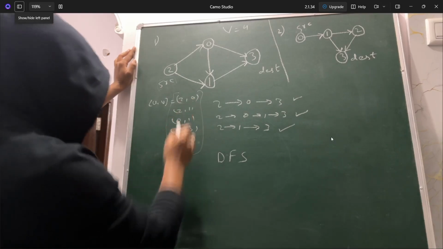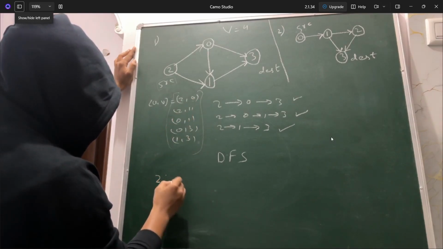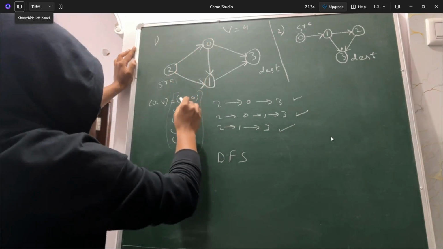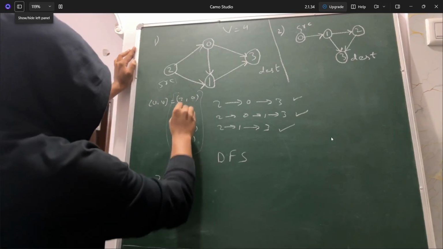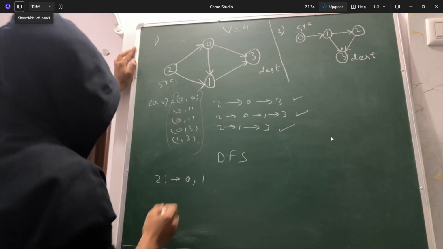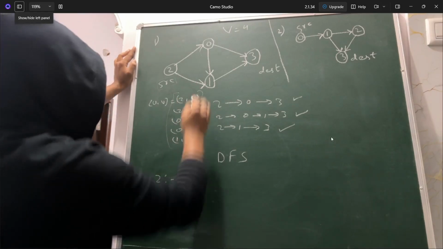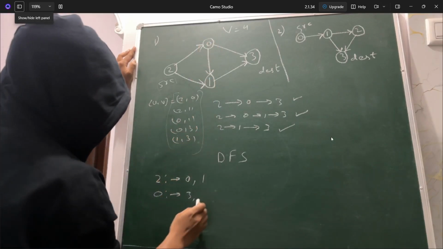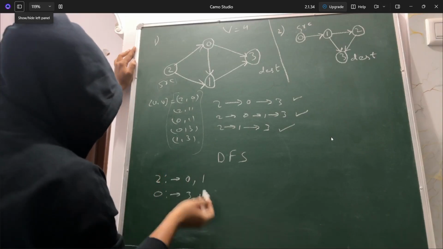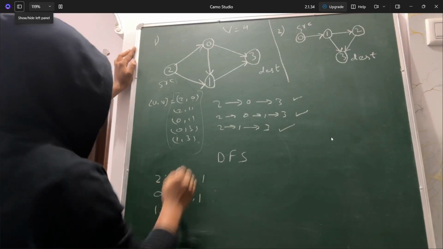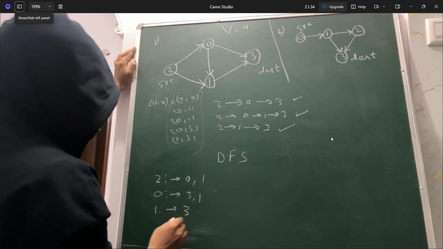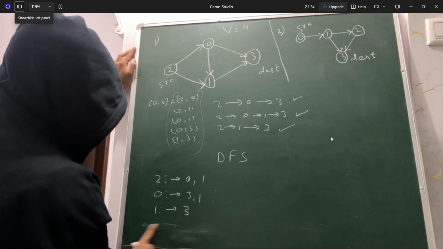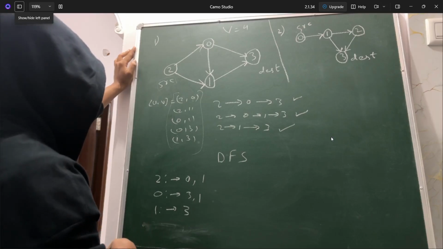How can we convert this? See, 2 is the node, and we see which edges are attached to 2. From 2, we can go to 0, and we can go to 1. Now let's take 0. From 0, where can we go? We can go to 1, and then 3. Next let's take 1. From 1, we can go only to 3. And from 3, you cannot go anywhere, so 3 will not come into the picture here. So this is the thing.